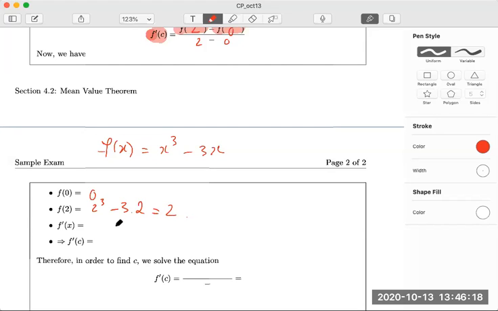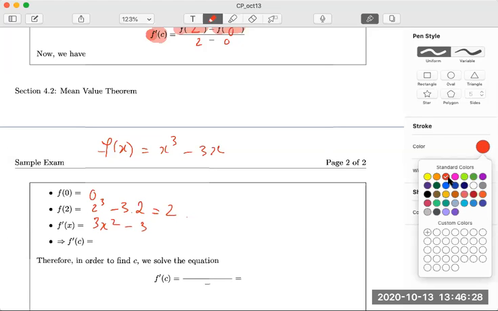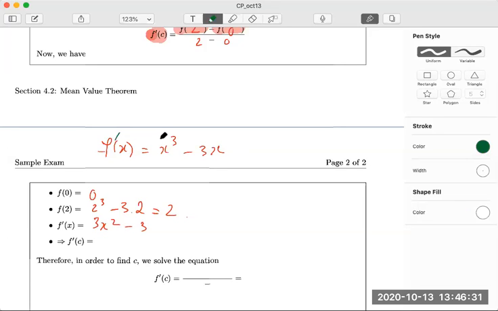How about f prime of x? 3x squared. Very good. It is 3x squared minus 3, right? So take the derivative of this will be the derivative of these two, which is x cubed derivative minus 3x prime, because this is a constant. So we have this. So in this case, we need to evaluate the first derivative at a point C. So what is f prime of C in this case?